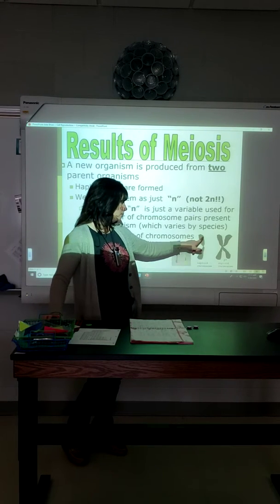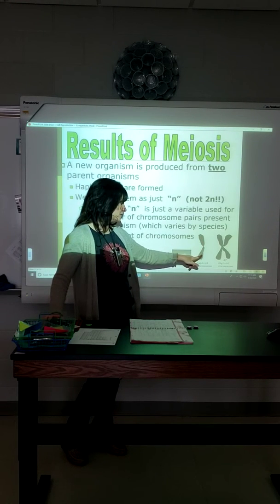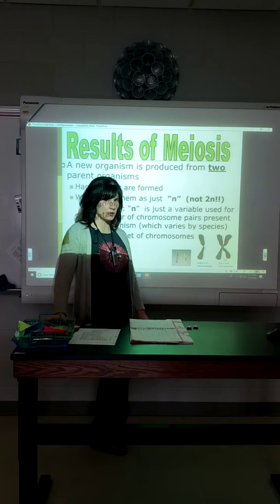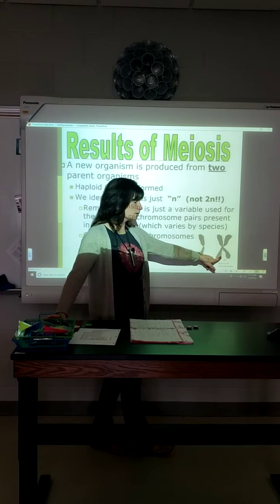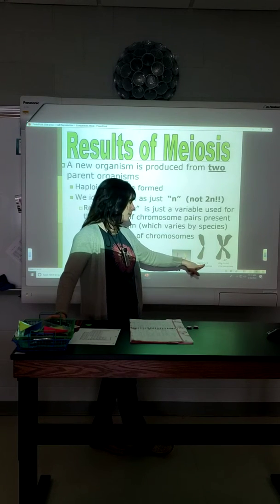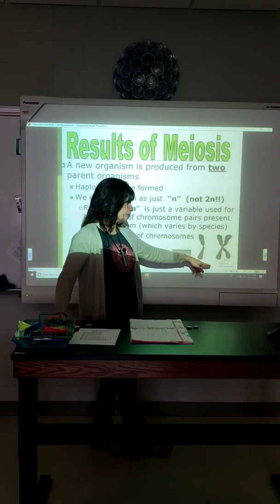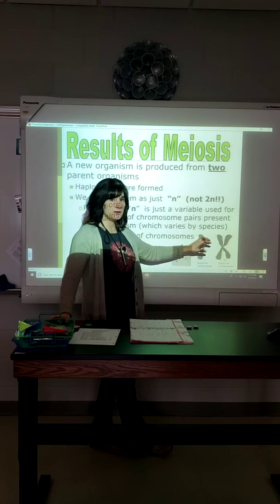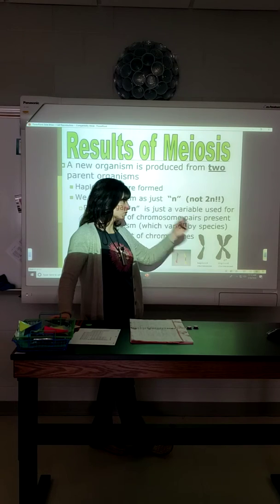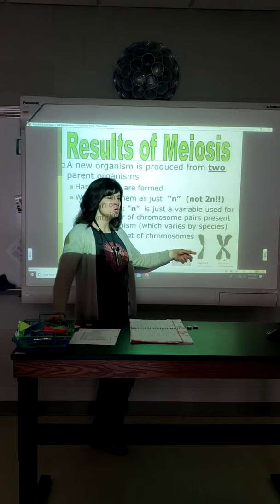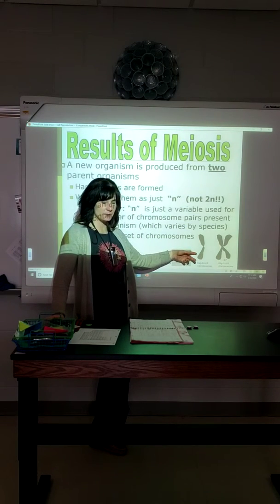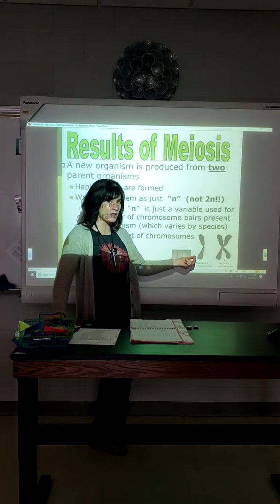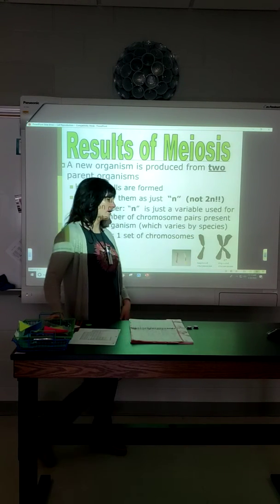So haploid is half of the genetic information. Diploid is double, or the full set of information. So diploid goes with mitosis and haploid goes with meiosis, because again, you want a brand new cell to have all the information if it's a body cell or if it's for asexual reproduction. You only want the cell to have half of the information if it's going to join up with another parent cell that has the other half of the information, okay?